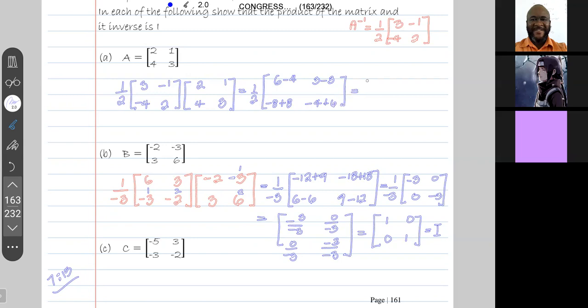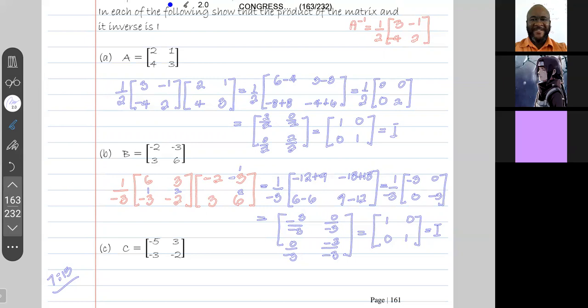So this is a half times 2, 0, 0, 2. Now, multiplying by a half is the same as saying divide by 2. So this is 2 over 2, 0 over 2, 0 over 2, 2 over 2, and this is equal to 1, 0, 0, 1, which is the I matrix.